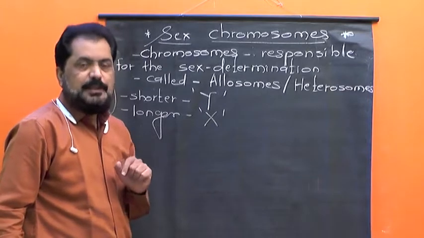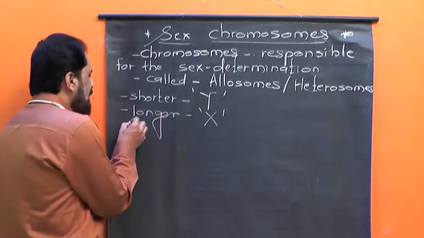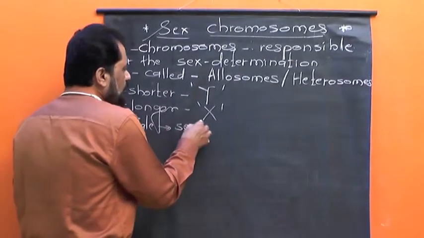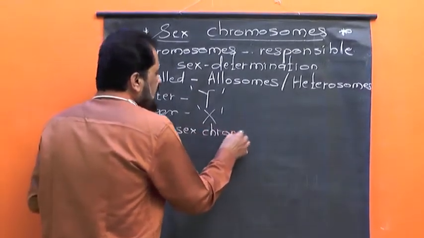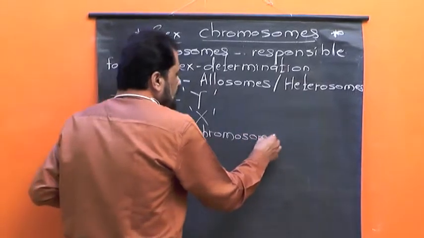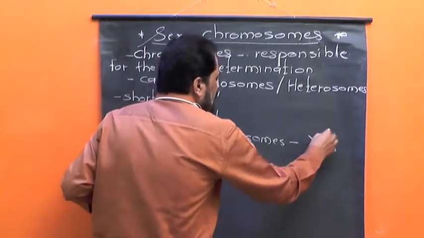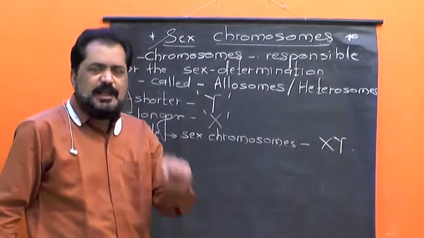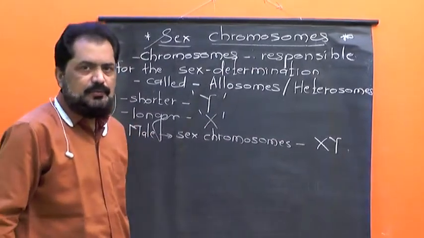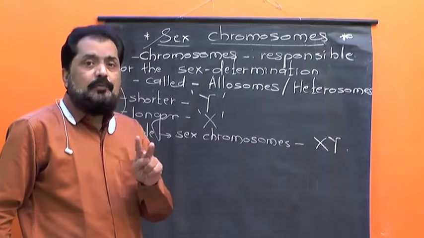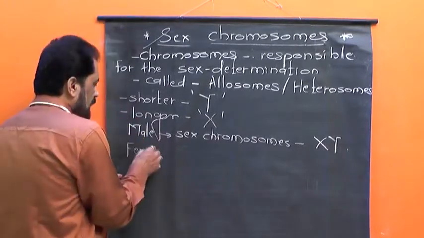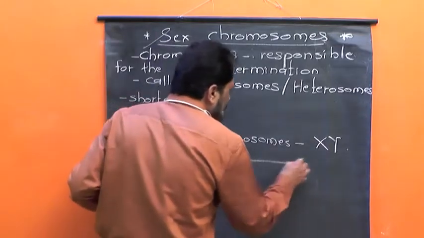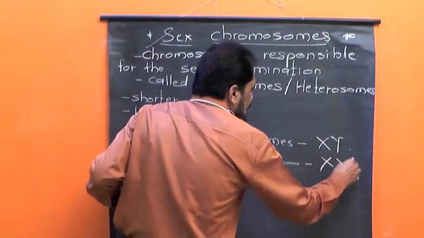And that's why we can say in male individuals, the sex chromosomes are represented as XY. While in these animals, female individuals show a pair of X chromosomes. That's why in female individuals, the sex chromosomes are represented as XX.